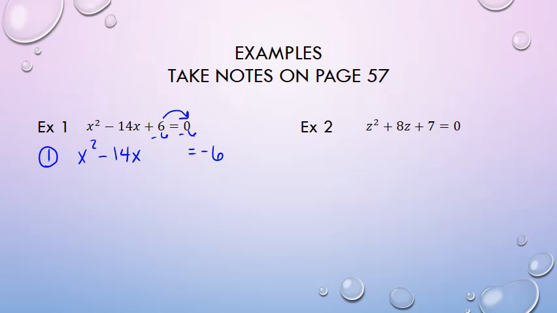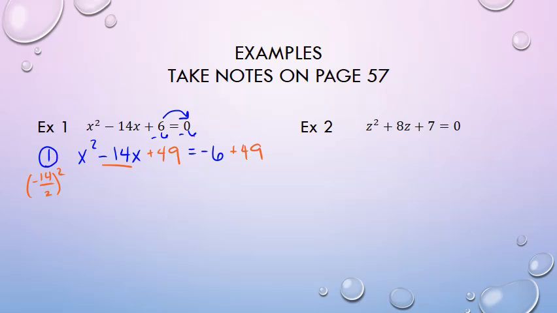All right, so what we're going to do is take the b off to the side. We're going to cut it in half and square it. So negative 14 halved is negative 7, and negative 7 squared is 49. So I'm going to add 49 here, which helps me complete this square, but I also have to do it to the other side.